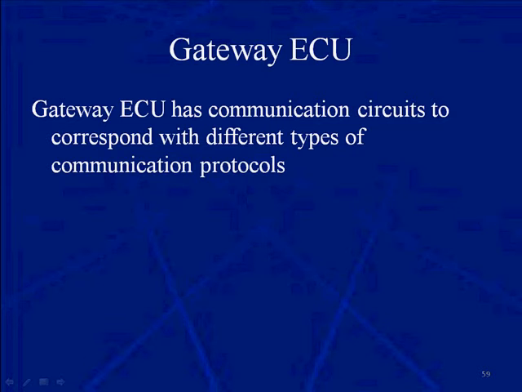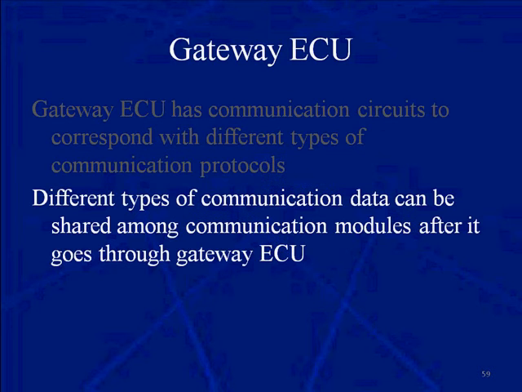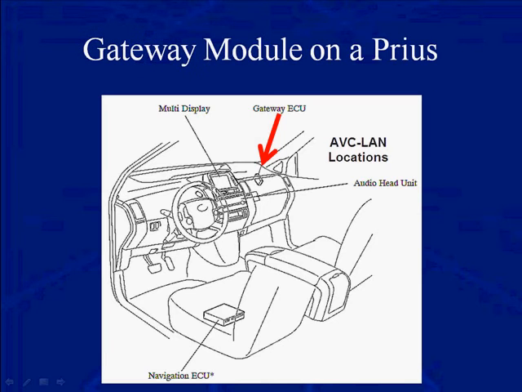The gateway ECU has communication circuits built inside it, and they're going to correspond to all the different protocols. And that means BEAN, LIN, HVC LAN, and CAN. The different types of communication data can be shared among the communication modules after it goes through that gateway ECU. And the gateway ECU on a Prius is behind the glove box there.